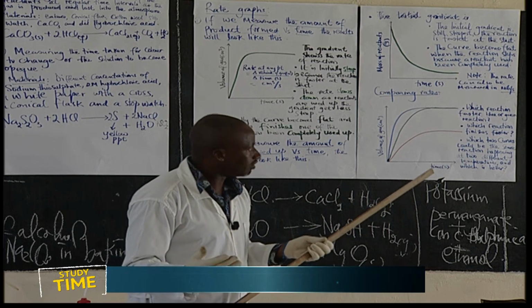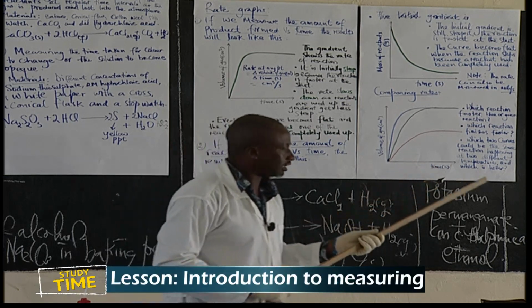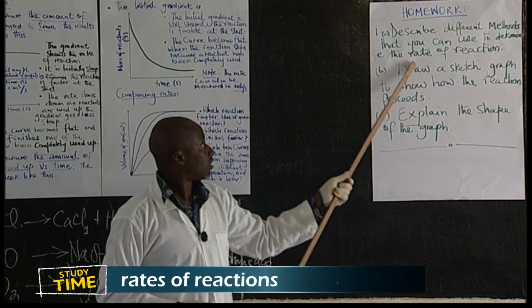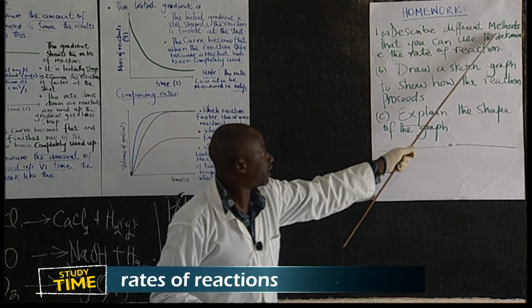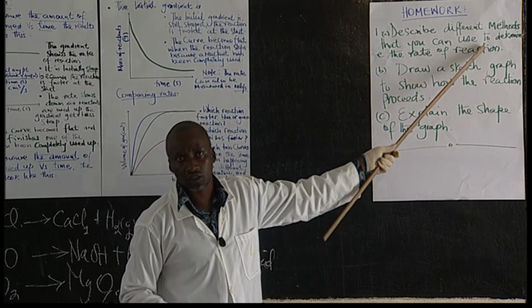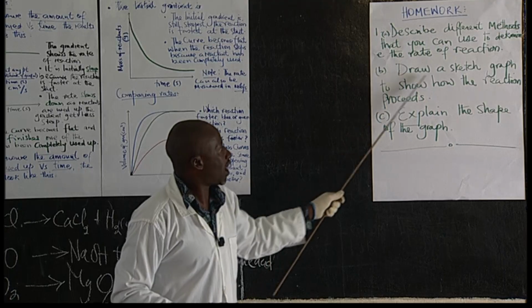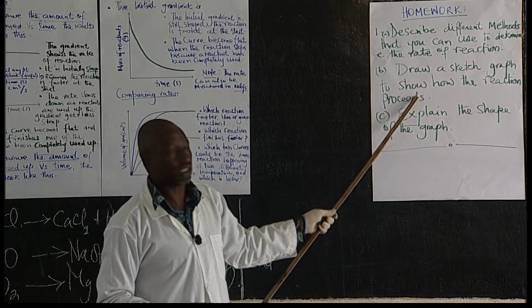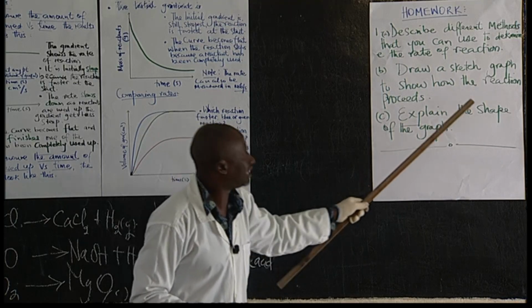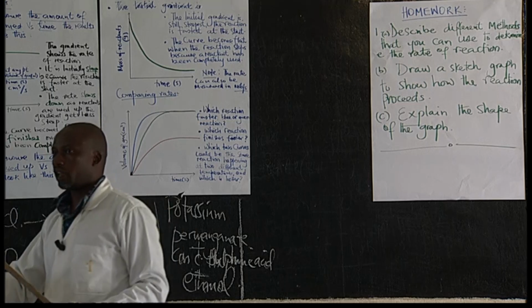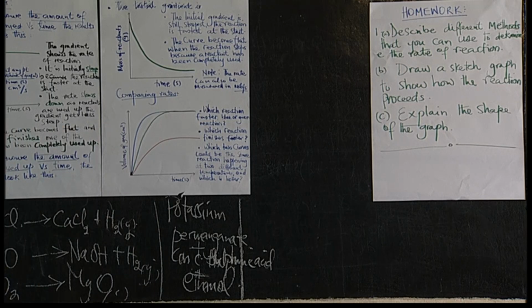But before I leave, I would want you to look at a simple homework that I've left with you, which is: describe different methods that you can use to determine the rate of reaction. Draw a sketch graph to show how the reaction proceeds. Explain the shape of the graph at each point. Explain what happens depending on the shape.